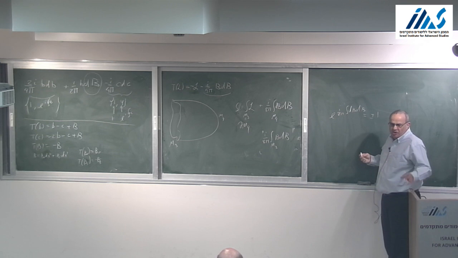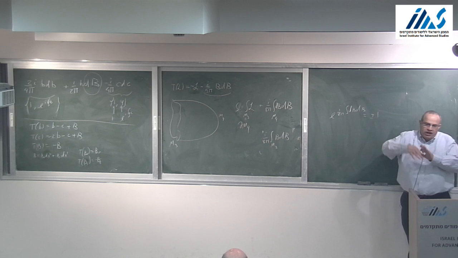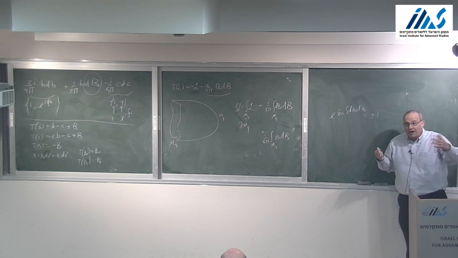So it almost doesn't depend on the choice of B. If I make small changes in B, so I have a generic B, I make small changes, it doesn't change. But occasionally it could jump from plus 1 to minus 1. I'll give more examples of that later.